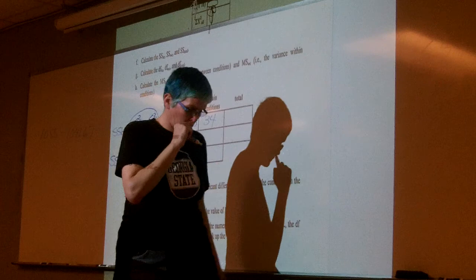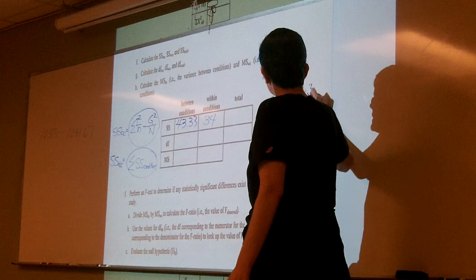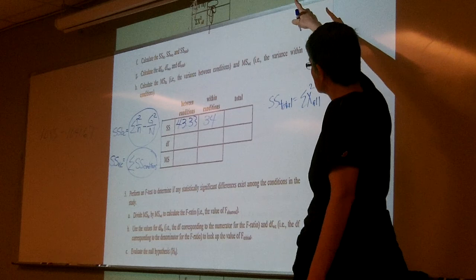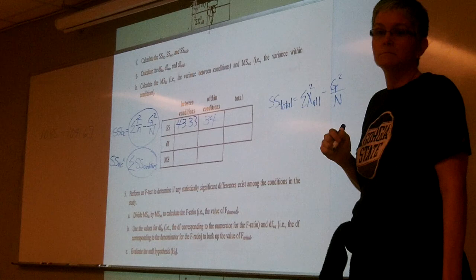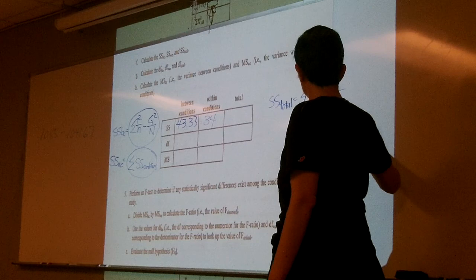Now, get sum of squares total. This is going to be the sum of x squared all minus g squared over big N. Okay. Sum of x squared all from the previous step, minus g squared over big N. So what was our sum of x squared all? 1,119. Okay, that was 1,119 minus g squared over big N, which is 1,041.67, right? Okay, and what do I get if I do that math?